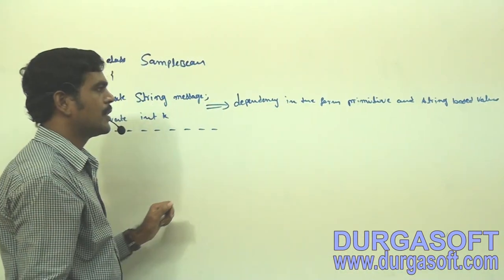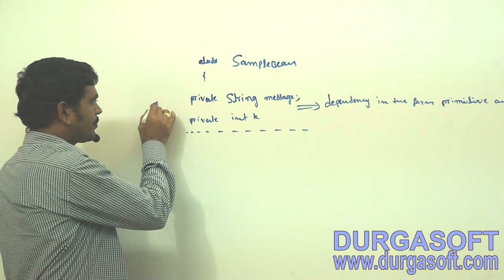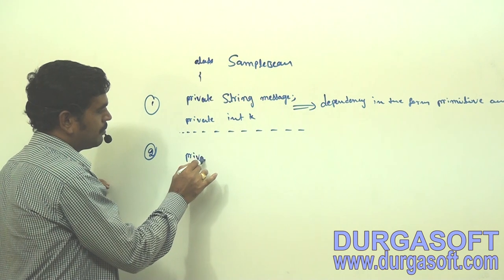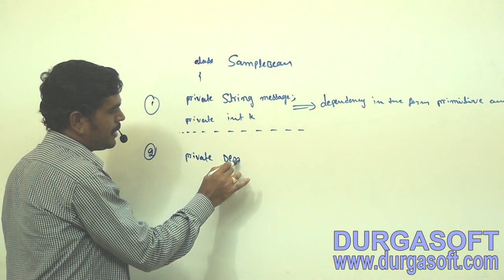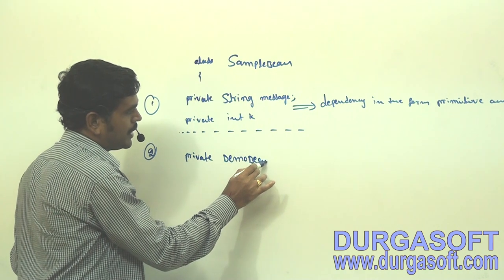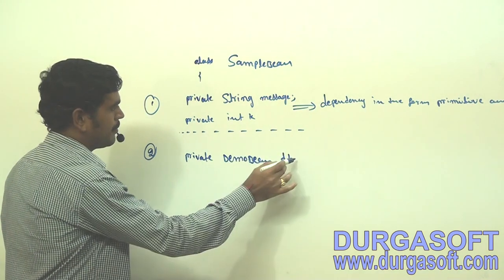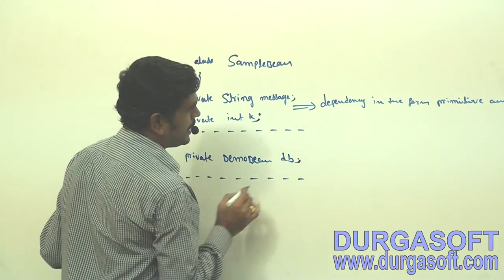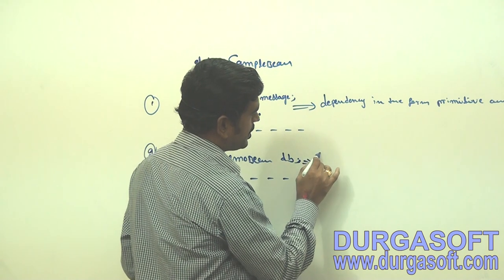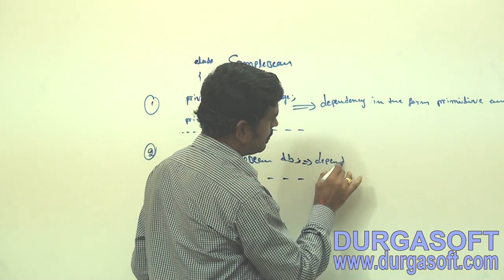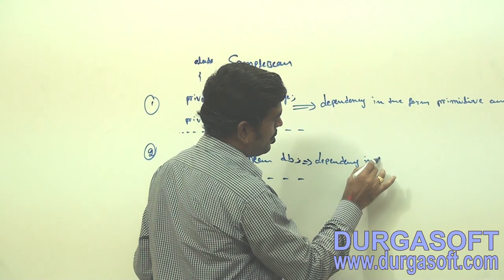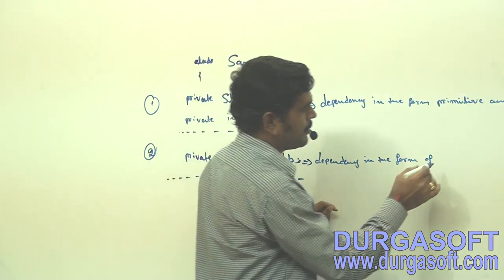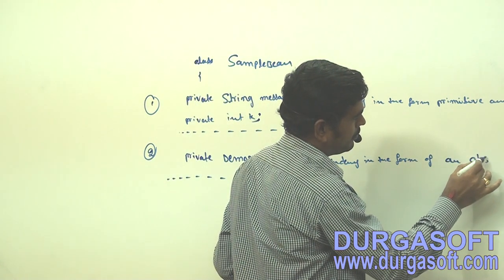Primitive and string based values. Then number two, private DemoBean db. This is what? Dependency in the form of an object.